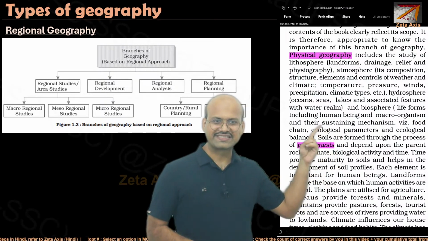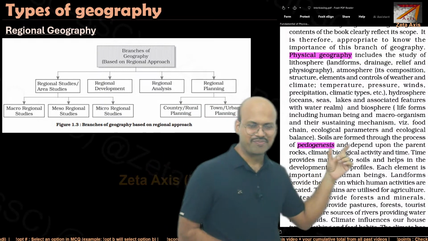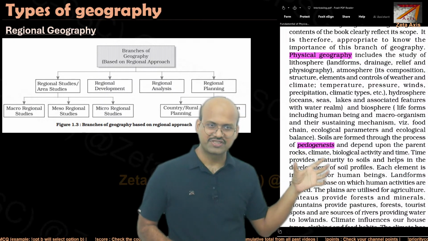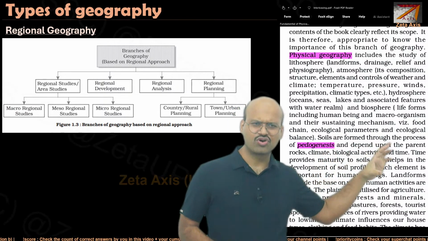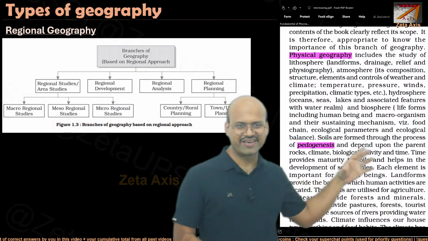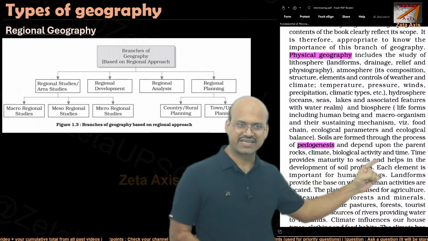Soils are formed through the process of pedogenesis. So the study of soil formation is pedogenesis. Remember this. Maybe it could be asked. Soil formation depends on parent rock, climate, biological activity, and time. So we will study this in much detail in the upcoming chapters. Here they have given just in line. So remember, parent rock is important, climate, biological activity, and time is important.